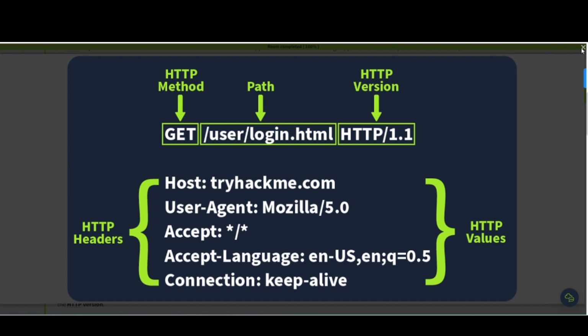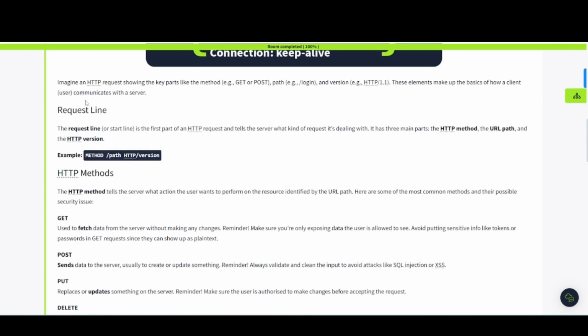And let's close out of this. Imagine an HTTP request showing the key parts. The method examples would be GET or POST. Path examples would be /login, and a version example would be HTTP/1.1. These elements make up the basics of how a client, which is the user, communicates with a server.